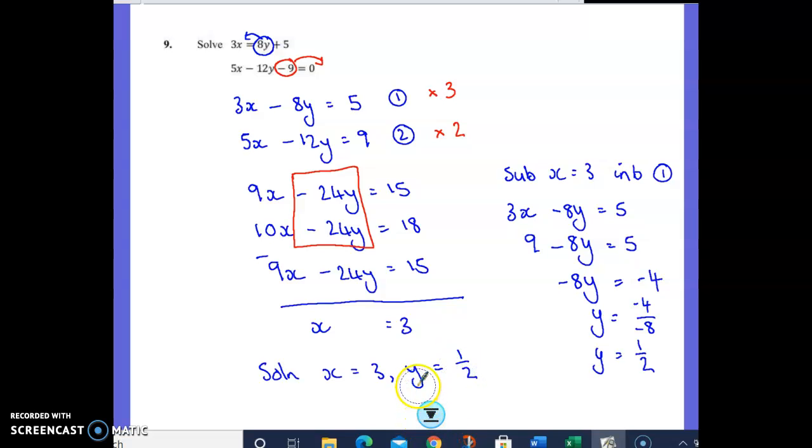Quick check in equation 2. Check it in this one here. So I've got 5x, so 5 3s are 15, minus 12y, a half of 12 is 6, so 15 take away 6, which is 9. Perfect. Okay, I'll leave you to try some of these.